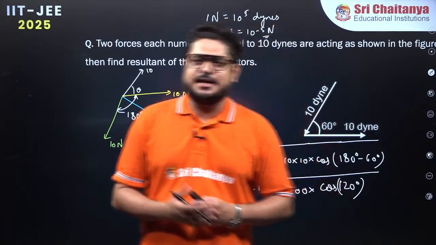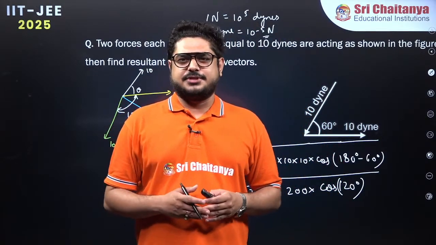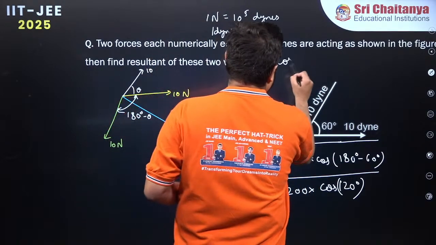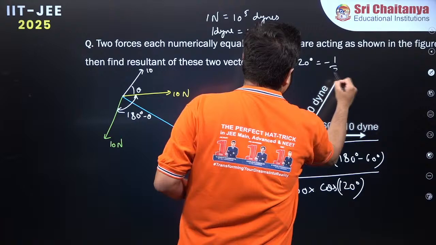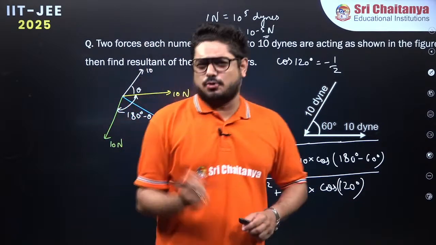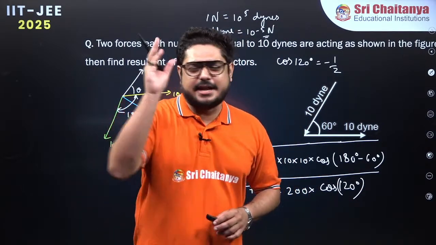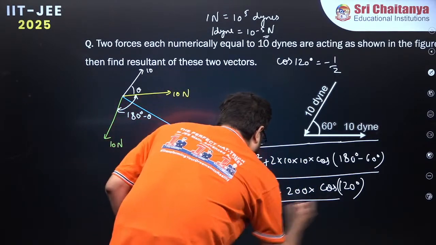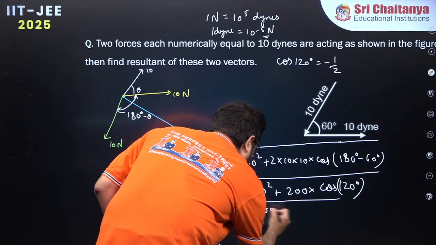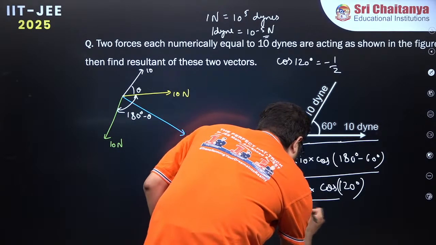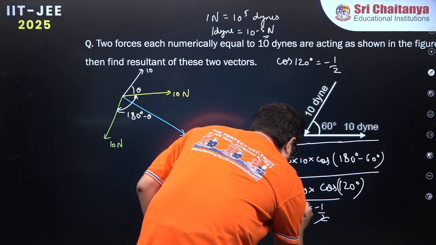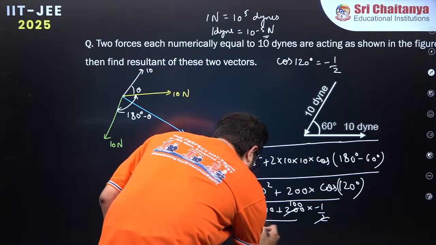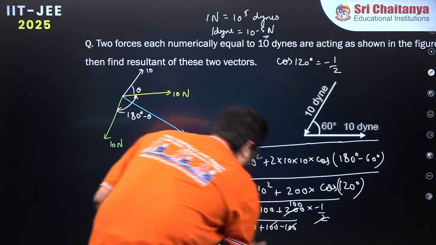You have already studied trigonometry in your bridge course of the JEE Main and Advanced Mathematics curriculum, I believe. So cos of 120 degrees is equivalent to minus half, because this angle lies in the second quadrant, and in the second quadrant cosine is negative. Now if I put this value over here, that is going to be 100 plus 100 plus 200 into minus half. So 2 times 100 is 200, and I get 100 plus 100 minus 100, so this 100 gets cancelled out.